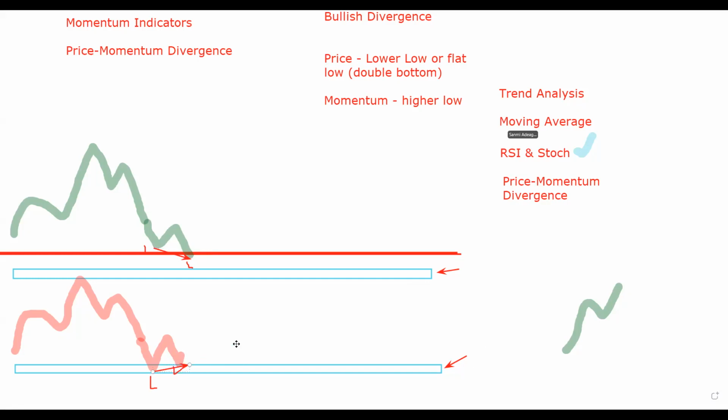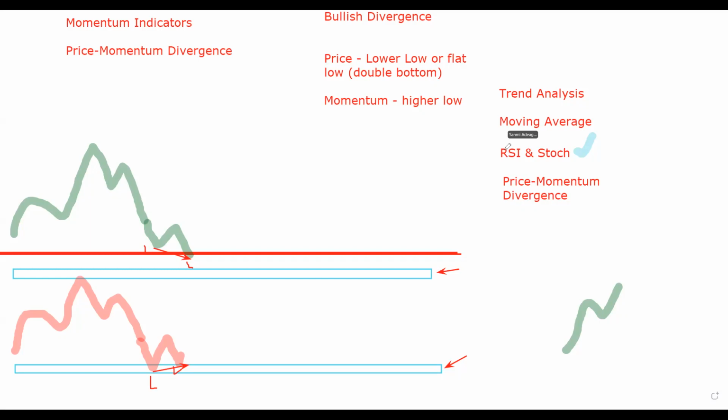Okay, but preferably around the oversold region. Now that is what we call a bullish divergence, and it's a bullish signal on the chart. All right, it's a bullish signal.